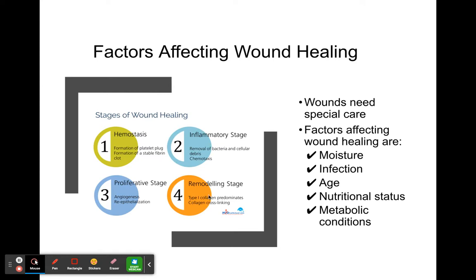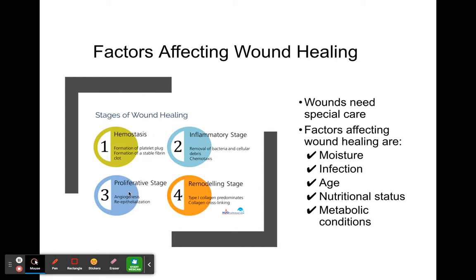And then on the left here, we look at this figure. We see the stages of wound healing, and it gives you a brief summary of what happens in each stage. Stage one, hemostasis, formation of platelet plug and formation of a clot, which is like a scab. Inflammatory stage, the wound becomes inflamed because your immune system is responding and it begins the removal of bacteria and cellular debris.